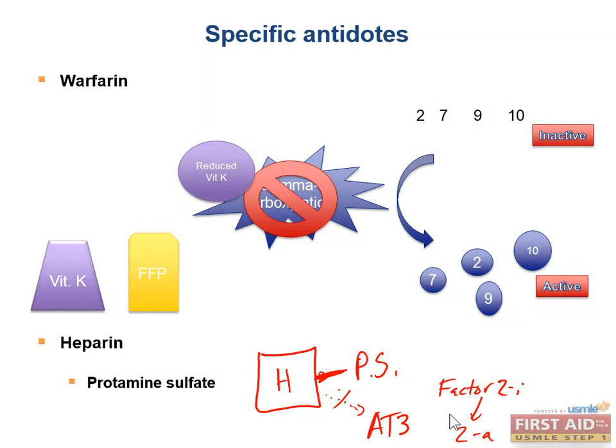And looking at the name, this antithrombin 3 does what? So in the clotting cascade, clotting factor 2A, or thrombin, is needed for clotting. So it's going to inactivate thrombin. Alright, so heparin causes bleeding by activating antithrombin 3. This protamine sulfate is going to be our antidote because it's going to bind and inhibit heparin, thereby reversing the risk of bleeding.